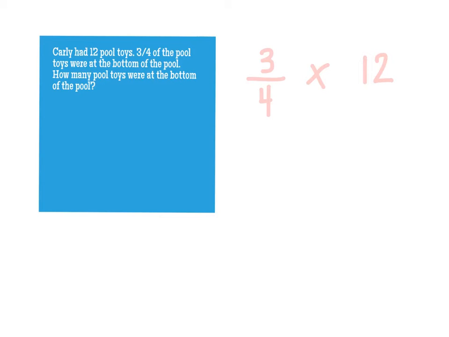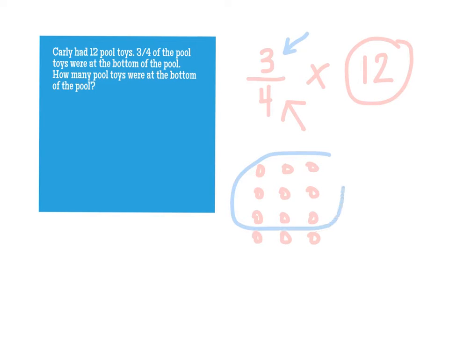So if I were using a model to find this answer, I need 12 total objects and I need them to be in 4 rows. So 1, 2, 3, 4, 5, 6, 7, 8, 9, 10, 11, 12. Now I have 3 rows. And that equals 9. There were 9 pool toys at the bottom of the pool.